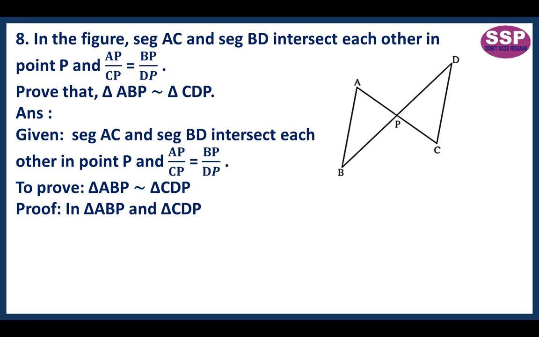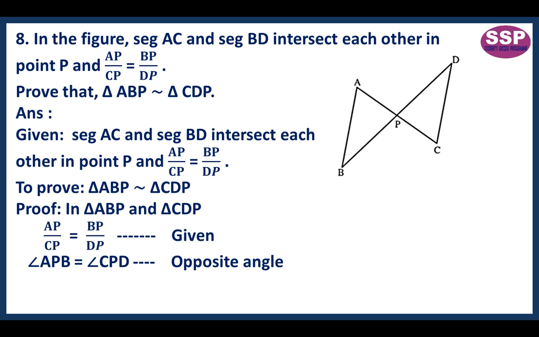In triangle ABP and triangle CDP, AP upon CP is equal to BP upon DP, that is given. Angle APB is congruent to angle CPD, that is opposite angles. Therefore, triangle ABP is similar to triangle CDP by SAS test. Okay.